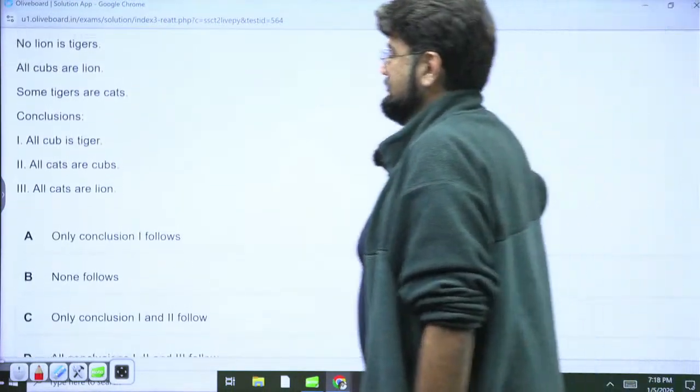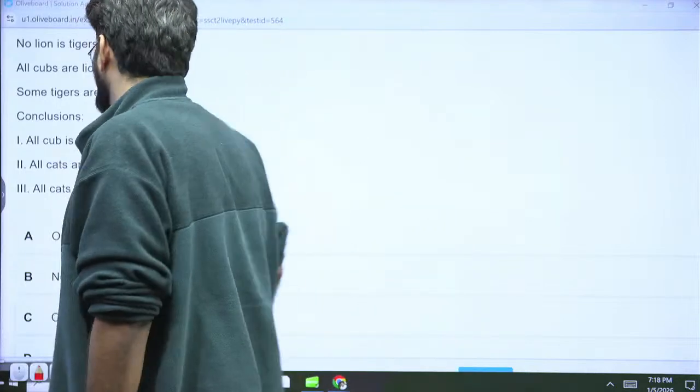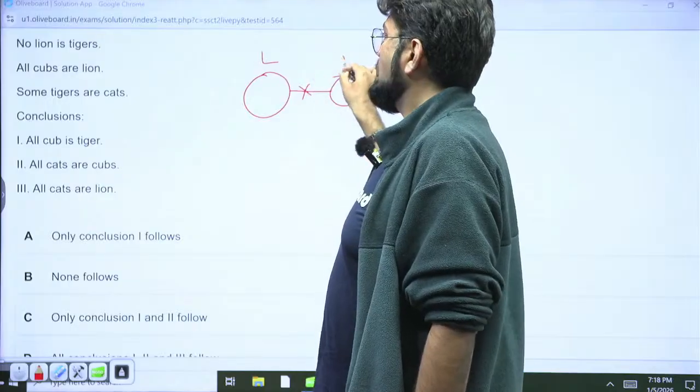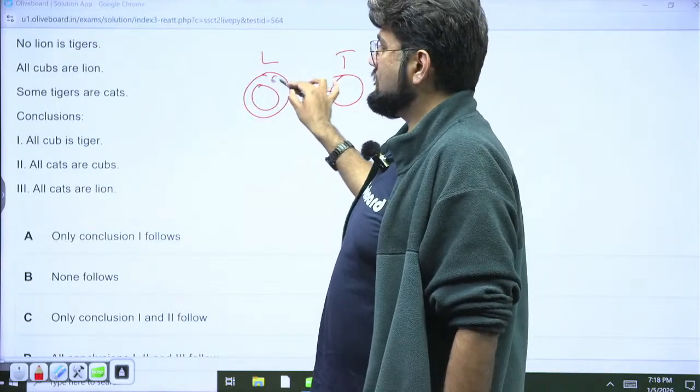Syllogism. No lions is tigers. All cubs are lion. Some tigers are cats.